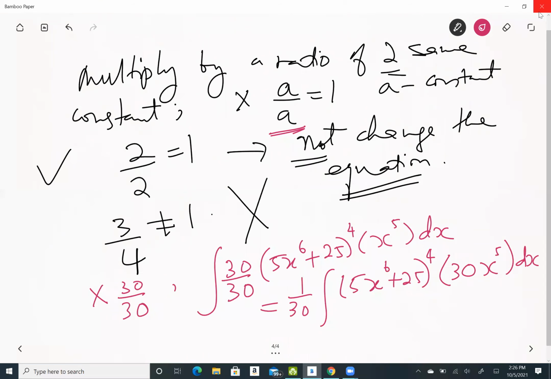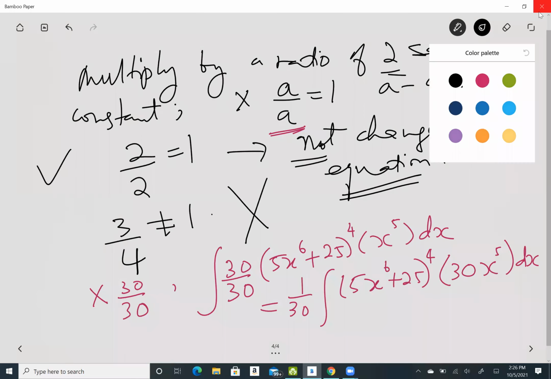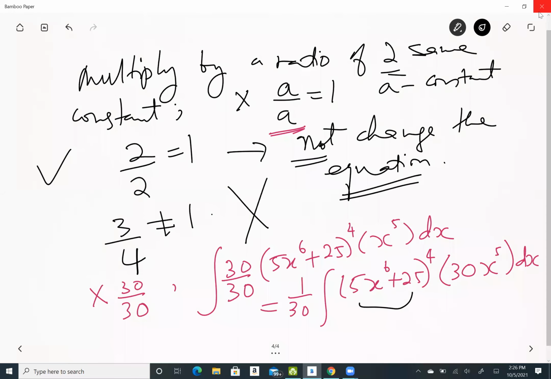So what do I have? I have the form, this is u, that is u prime. And of course, you are multiplying by a constant, 1 over 30. You don't forget about that. So I can do the integral. You have u to the power of 4, u prime dx. And then what is the integral? The integral is u to the power of 5 over 5 plus c. And of course, you multiply by 1 over 30.